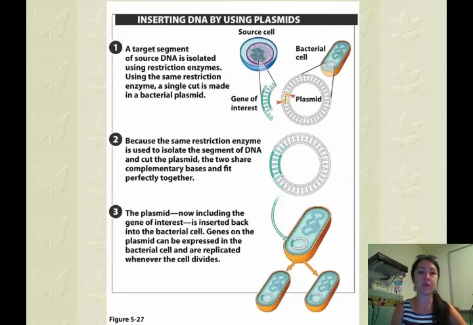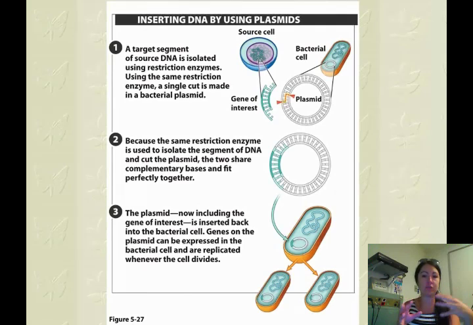So then inserting the DNA using a plasmid, this one always reminds me of the insulin, where the bacteria makes the insulin. So a targeted sequence of source DNA is isolated using restriction enzymes. So the source cell would be like my cell that makes human insulin. You take the human insulin gene of interest out of my cells. You put it into the plasmid of the bacterial cells.